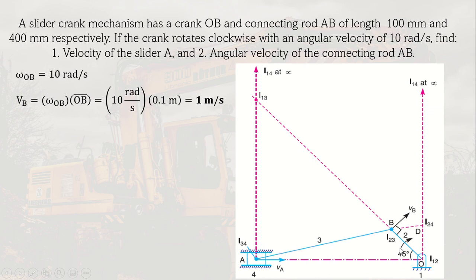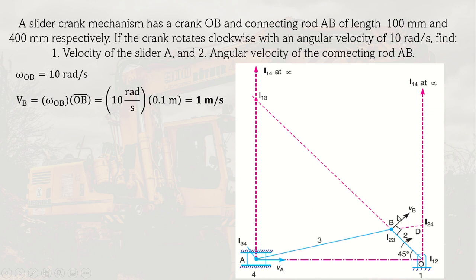Since we know that this crank is rotating clockwise, the velocity of B also is in that direction at 90 degrees by using the theory. So this is the velocity of B. The length depends on your velocity scale. So assuming that your 1 meter per second is 1 inch or 1 cm in your drawing, then you draw 1 cm here or 1 inch, depending on your velocity scale again.